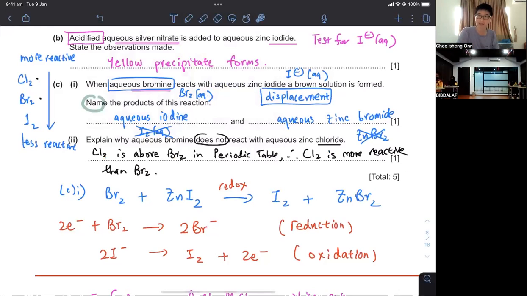Straight to the point, 1 mark only. Everyone okay? Yes.